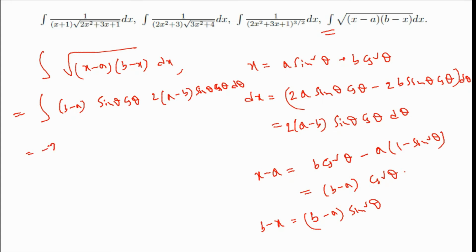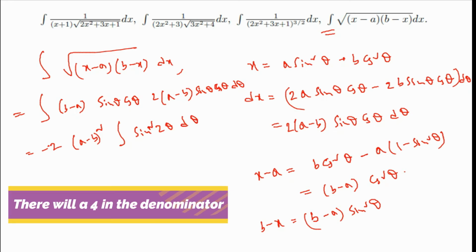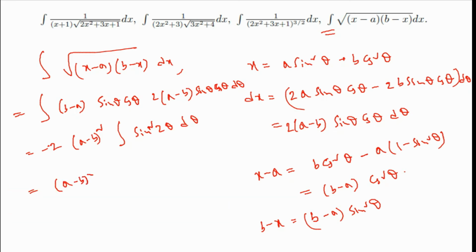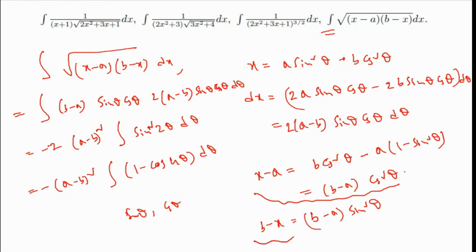2 minus 2 into a minus b whole square integration sin square theta d theta. A minus b whole square minus will be there, so 2 sin square theta, that means 1 plus cos 4 theta d theta, and you can just integrate this easily. And after the integration, if there are some kind of sin theta or cos theta, then you can just replace the values from here or here.